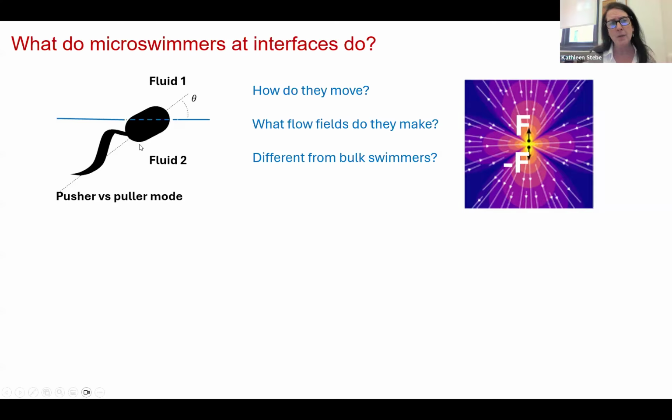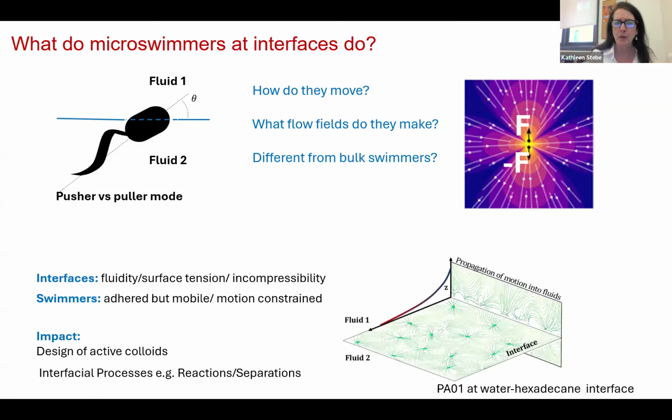Does that happen also with a bacterium? If they are trapped at the fluid interface, does the high surface tension of the fluid interface constrain their motion? So do they have pinned contact lines and constrained motion, vertical with respect to the interface and in the interfacial plane? So how do they move? What flow fields do they make? And how is it different from the bulk?